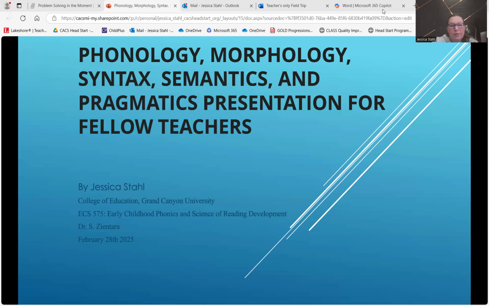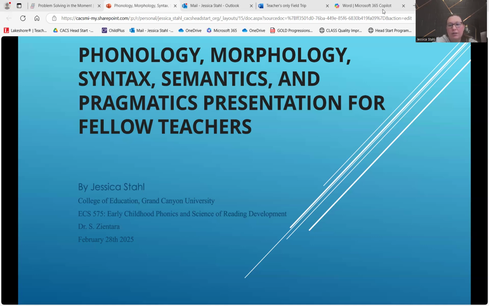Semantics is the next thing. Semantics is the study of meaning in language. When looking at the meaning of language, you also need to understand the nature of meaning at a word level, sentence level, and in context. Comprehension is a big part of semantics.